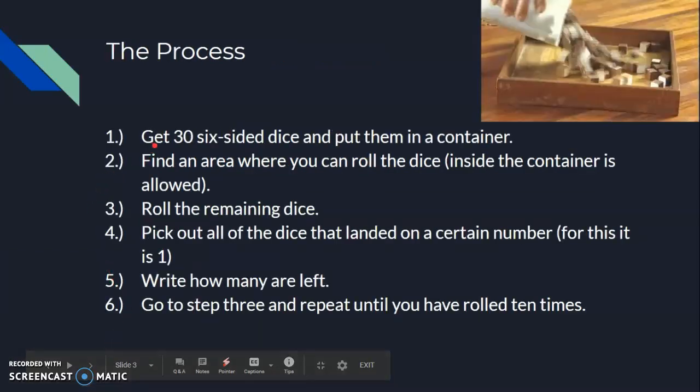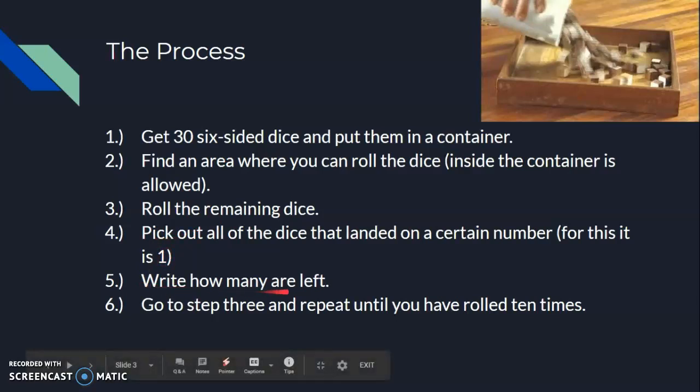More specifically, for this one we're going to use 30, but we're also going to do it halved, 15. You get however many 6-sided dice and put them in a container. Then you find an area where you can roll the dice. Inside the container is also allowed. You roll all the dice, and you pick out all the dice that land on a certain number. For this experiment, it's just going to be the number 1 to keep it simple.